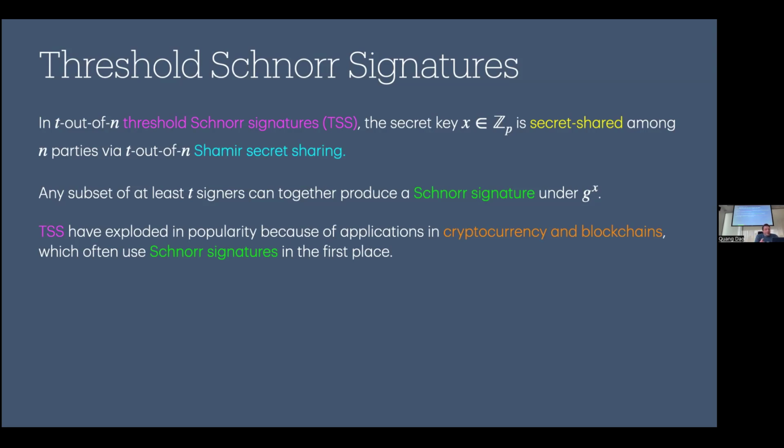So in preparing for the talk, I asked ChatGPT what the applications of a threshold Schnorr signature scheme are, and it gave me a ton. Even in just blockchain and cryptocurrency alone, there are like 10 different applications.